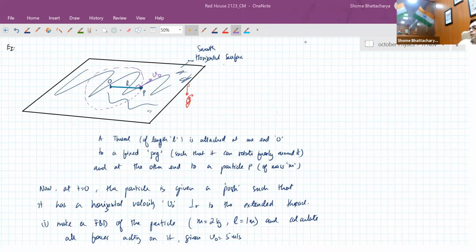Okay. So now, having understood that it's not only circular motion, but a uniform circular motion, you can go ahead and try to solve the question. You can make the free body diagram as the first part suggests, and from that you can calculate all the forces acting on the particle given these details.